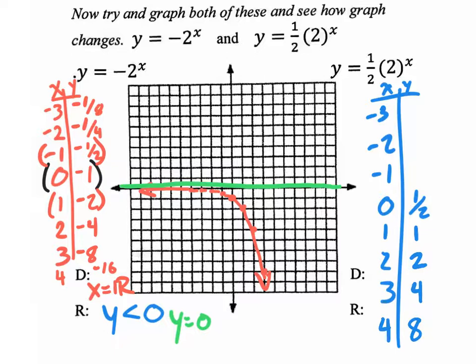Does that make sense? And going in the opposite direction, you'd have the 1/2, and then what would be the next one? 1/4, and then 1/8, and then 1/16.